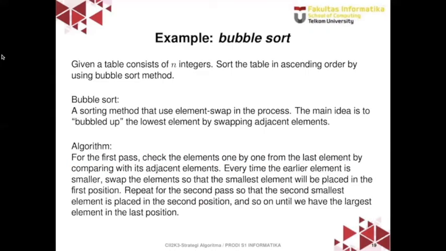So here, as an illustration, for the first pass, we check the elements one by one from the last element by comparing with its adjacent elements. Every time the earlier element is larger, we swap the elements so that the smallest element will be placed in the first position. Repeat for the second pass so that the second smallest element is placed in the second position, and so on until we have the largest element in the last position.